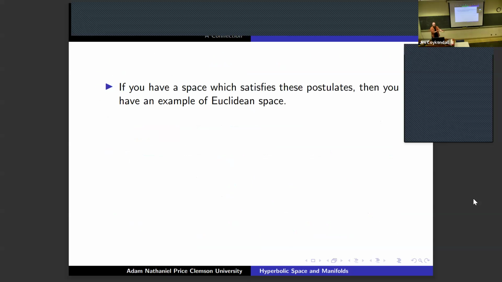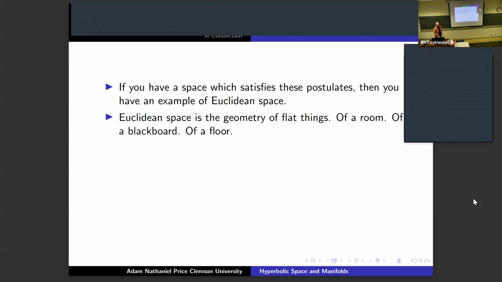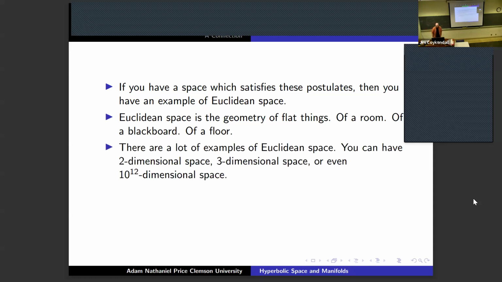All right. If you have a space which satisfies these five postulates, then you have an example of Euclidean space. This Euclidean space is the space of flat things. It's the geometry of this room, of a window, of a road, of a city, of a floor. Here you can notice that we have a square tiling on the floor. So Euclidean geometry. The space of a blackboard. That's why I can draw. There's lots of examples of Euclidean space.